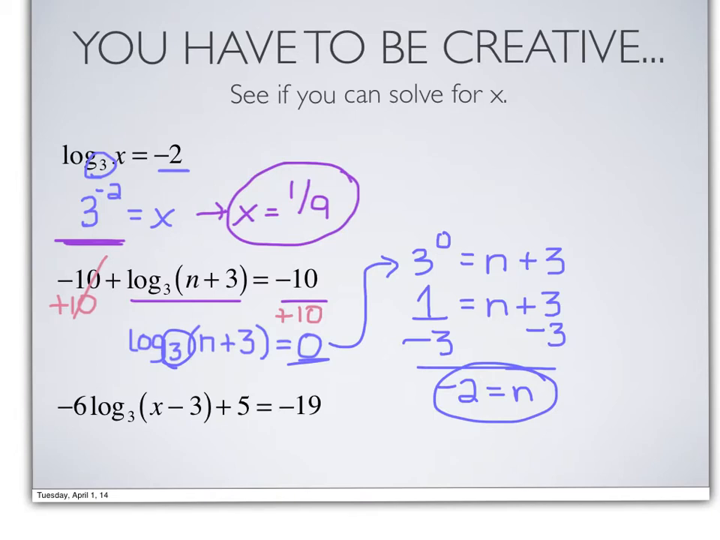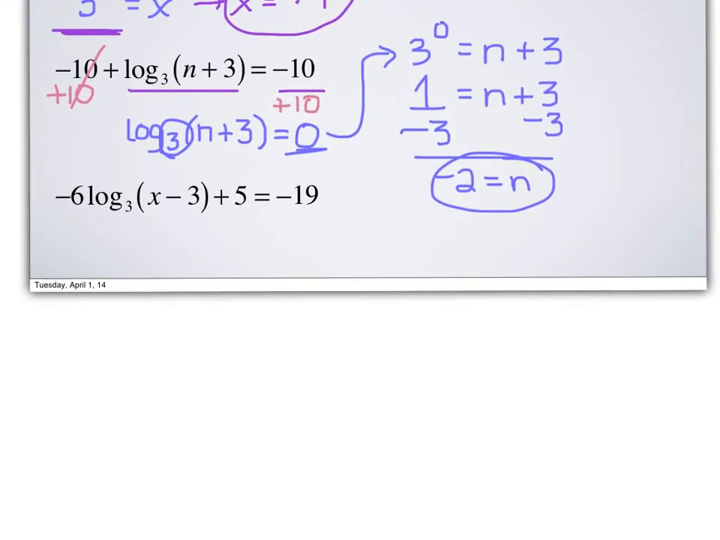Okay, so take a look at that next one. Negative 6 log base 3 of x minus 3 plus 5 is equal to negative 19. So what I really want to focus on with this one is here's my log that I want to have equal to just a plain number on the other side. So this negative 6 and this positive 5, I need to move both of those before I start. I'm going to start with the plus 5 because that's how we solve equations. We always get rid of addition and subtraction first. So I'm going to do minus 5, minus 5.